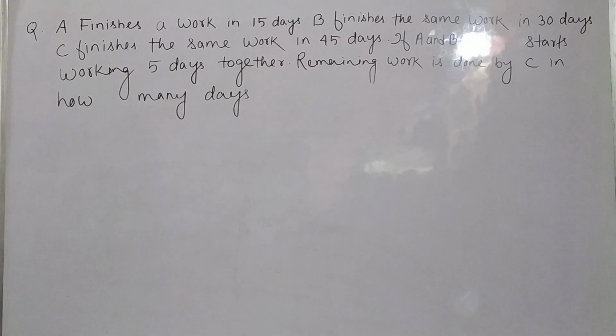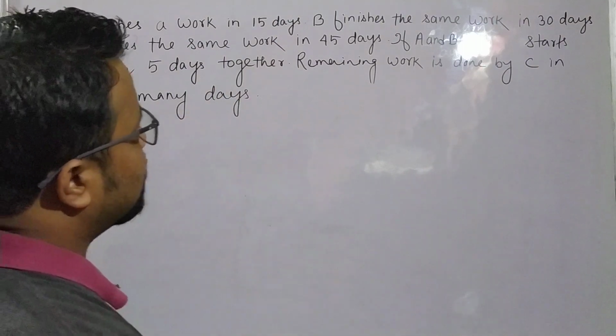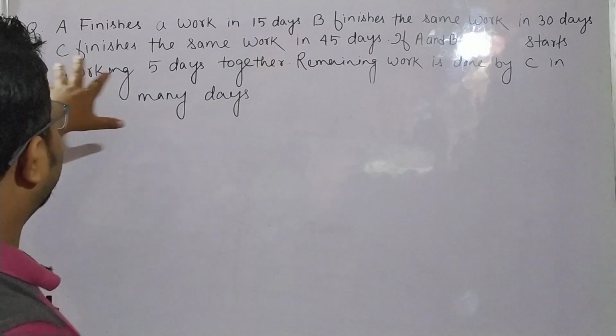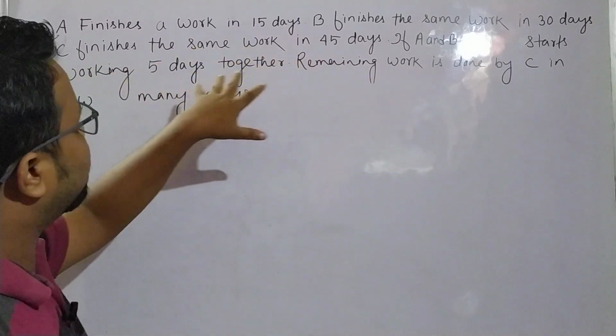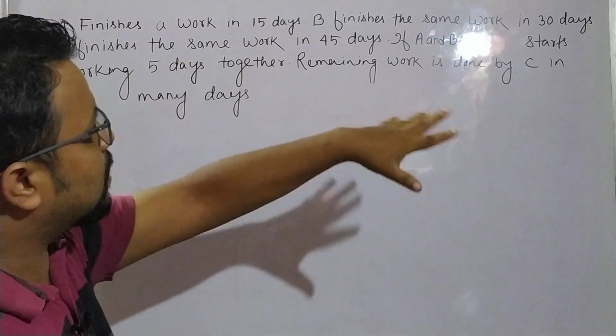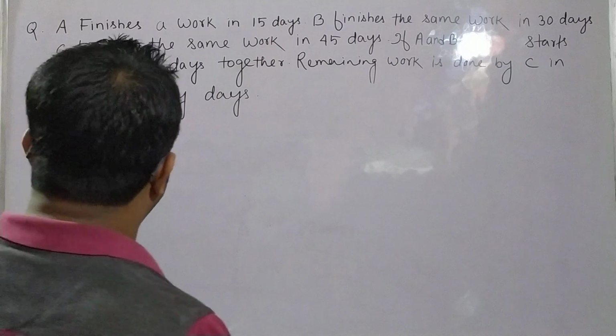So let us move to the next question. What is the next question? A finishes a work in 15 days, B finishes the same work in 30 days, C finishes the same work in 45 days. If A and B start working 5 days together, the remaining work is done by C in how many days? Okay, the question is again very simple.